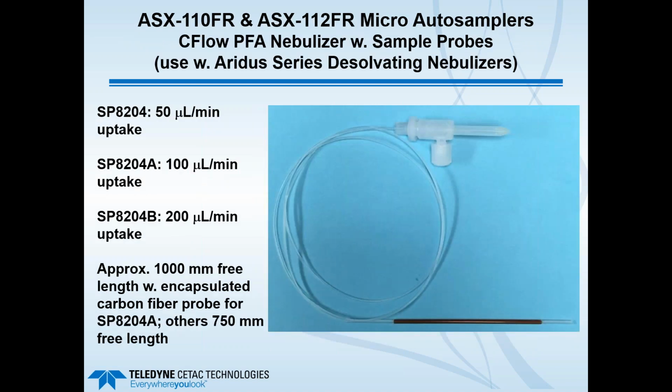In addition to these probes, you can also acquire a C-flow PFA nebulizer that already incorporates a sample probe in the uptake line. And these are built for use with the Aridus II series desolvating nebulizer systems, which are popular in the geological sciences. There are three flow rates available: 50, 100, and 200 microliters per minute. For the 100, you have approximately 1,000 millimeters, or about a meter of free length available, and about 0.75 meter of free length available for the 50 and 200 microliter per minute flow uptakes.